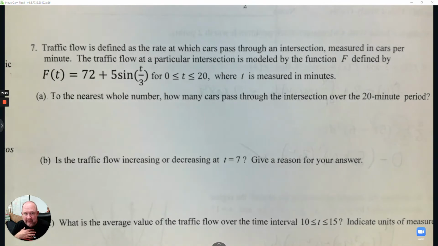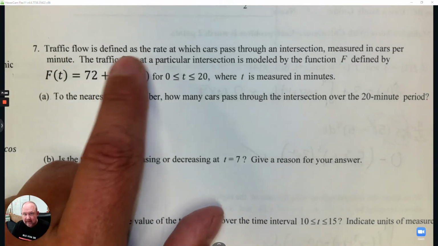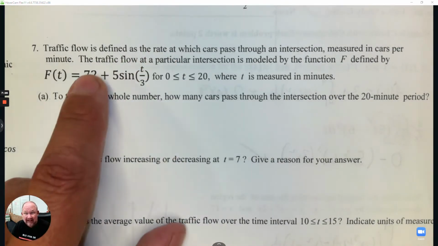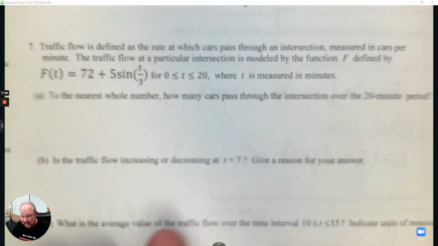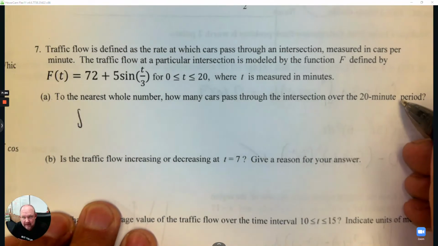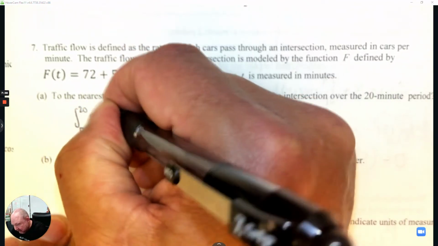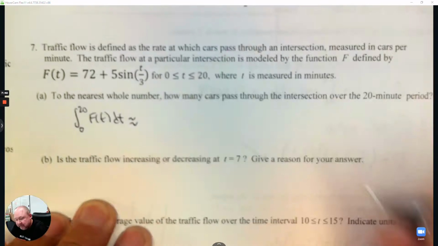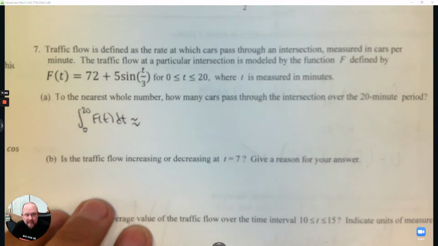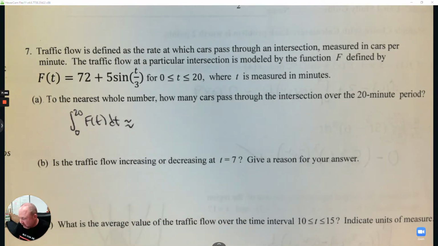So when you go how many, and what you're given is a rate, you're going to integrate to find out how many. So I already know I'm integrating. And I'm integrating over 20 minutes. So that means I'm integrating from 0 to 20. I'm going to integrate that function. And that will tell me how many cars. That's it. So we're going to use our calculator.